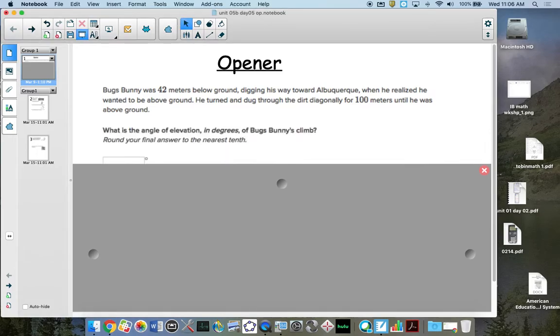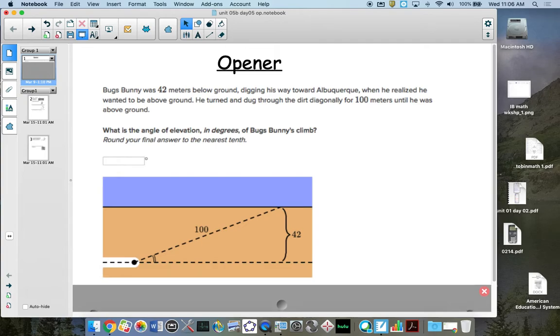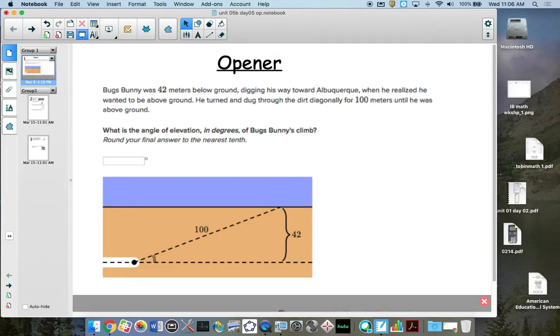Fortunately, we have a picture. So the dot there is Bugs Bunny. He was going underneath ground, and then he decided to turn. So let's label some things. We know that this is 42 meters. That was given to us in the problem. Let's put our units. And so that makes a right angle. And we know that he turned and dug 100 meters till he got up to the ground.